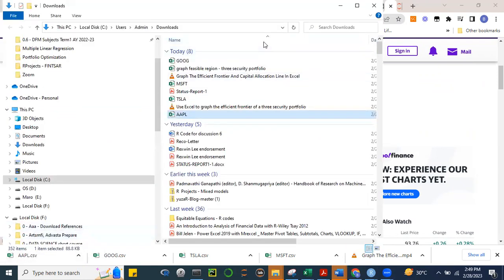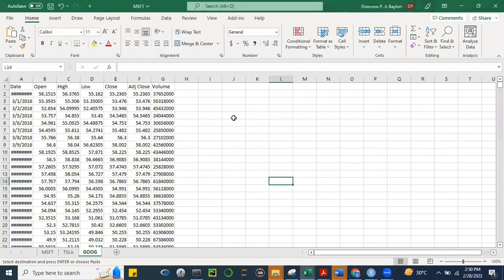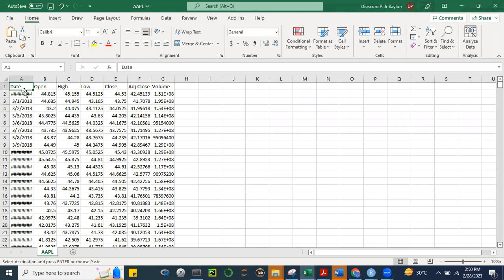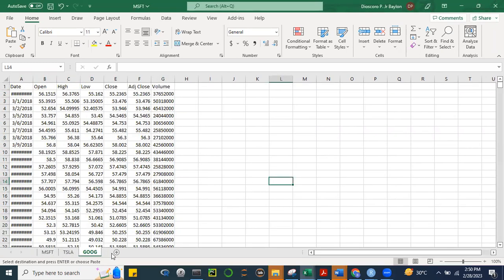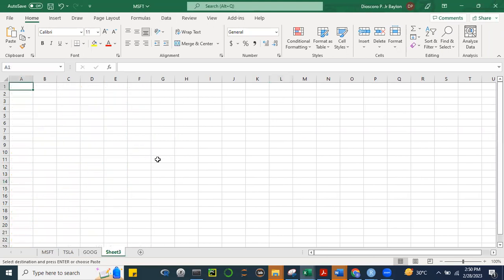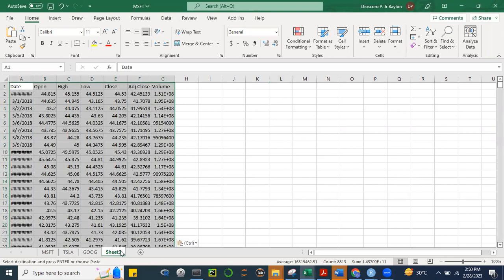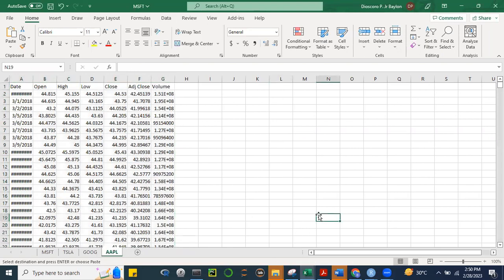Okay, let's open this. This is Apple. Okay. Let's just save all the files in one workbook. Control V. And this is Apple. Any other stocks that you want? Yeah, Microsoft, Google, Apple, Tesla.